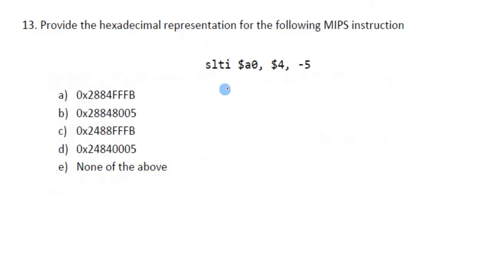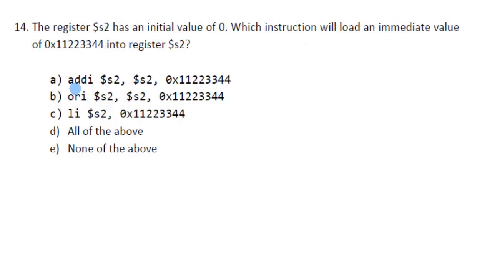Okay, question 13 is a standard MIPS encoding question. I think the only thing to note is the -5 is represented in 2's complement. As long as you take note of that, you should be able to get the correct answer of A. So again, I won't go through the details of this. It's fairly similar to our tutorial question.